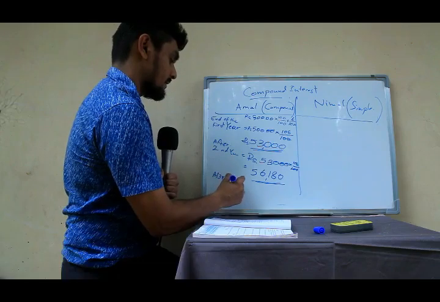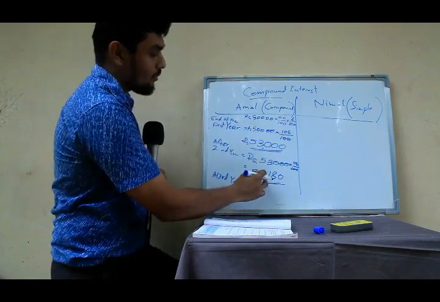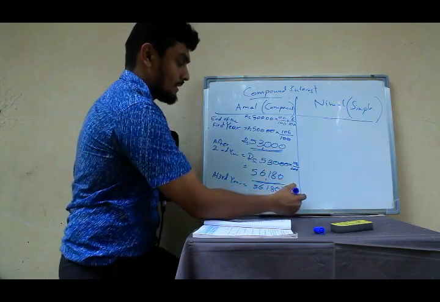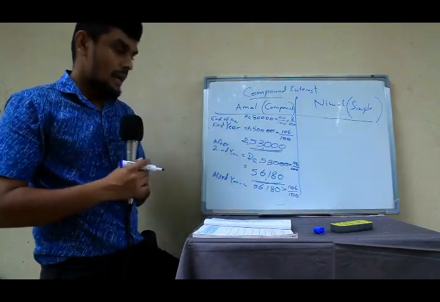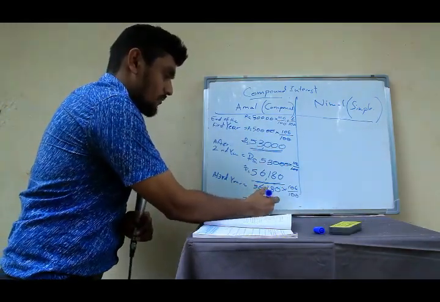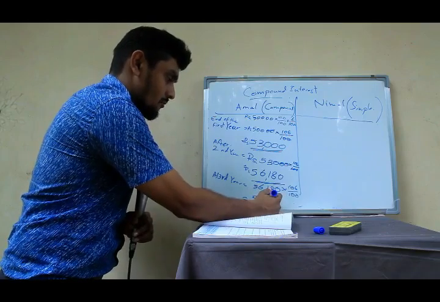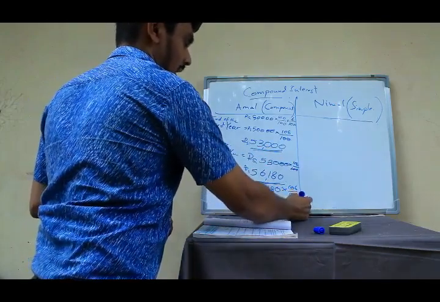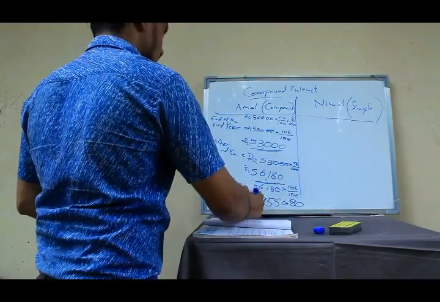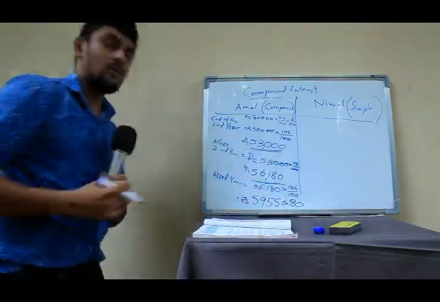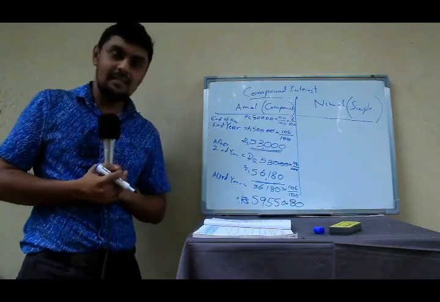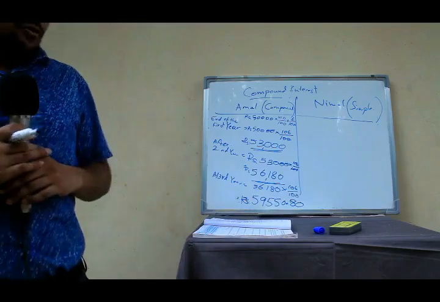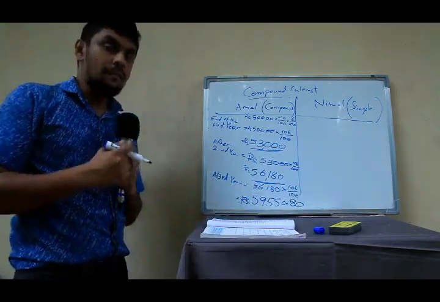Then for the third year interest rate, now we are going for 180 into 106 divided by 100. So you can get the answer as 59,558. This is the answer for compound. So I told you this one is pretty much easier than the simple rate. Why? You can directly get the answer this way, 59,550.